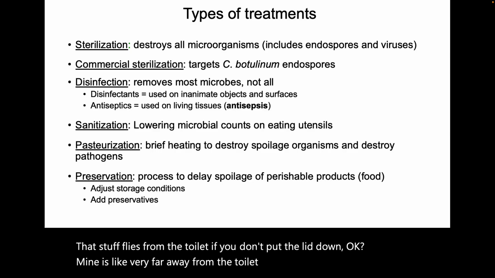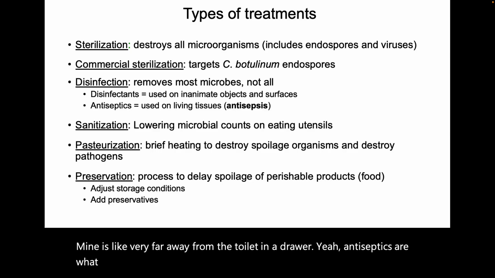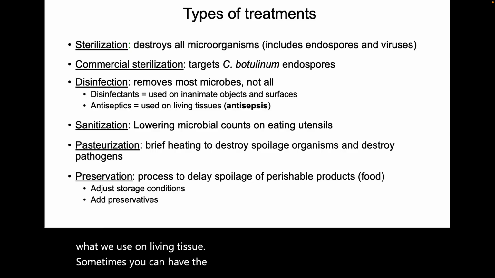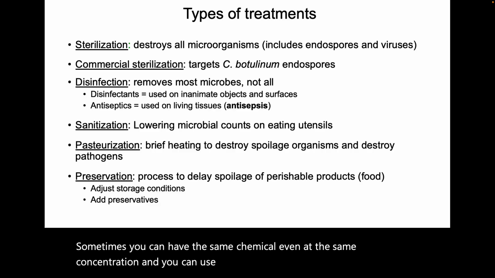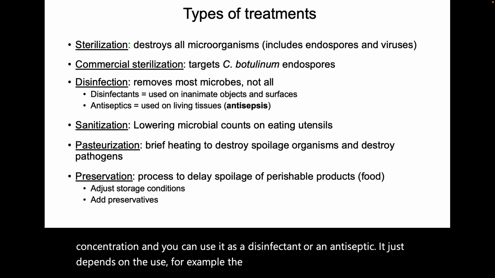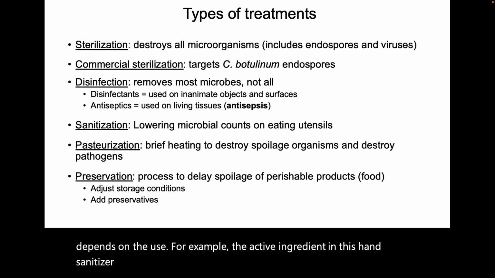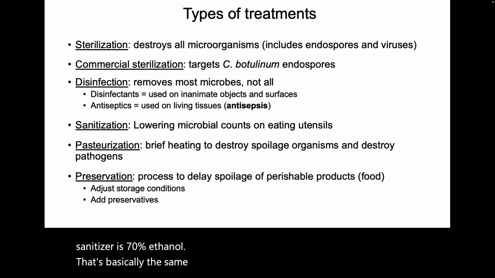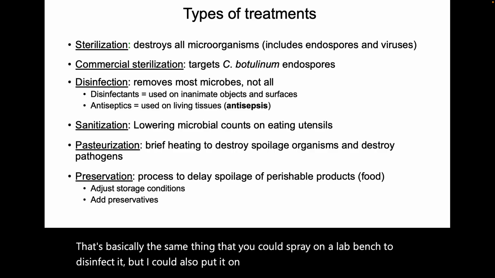Antiseptics are what we use on living tissue. Now, sometimes you can have the same chemical, even at the same concentration, and you can use it as a disinfectant or an antiseptic. It just depends on the use. For example, the active ingredient in this hand sanitizer is 70% ethanol. That's basically the same thing that you could spray on a lab bench to disinfect it, but I could also put it on my hand as an antiseptic.